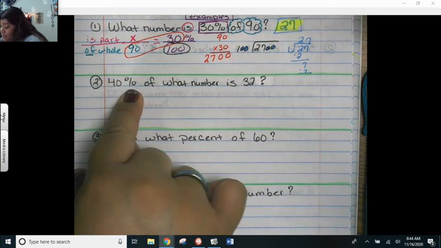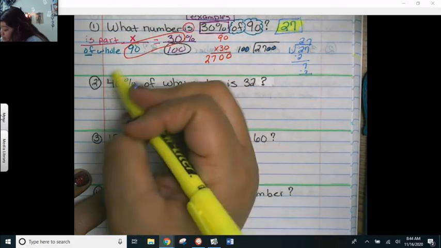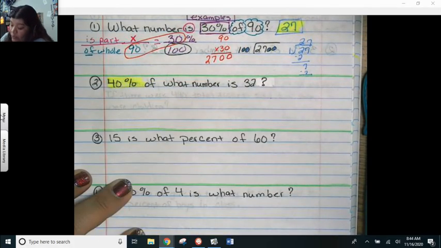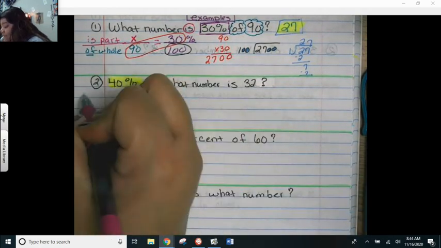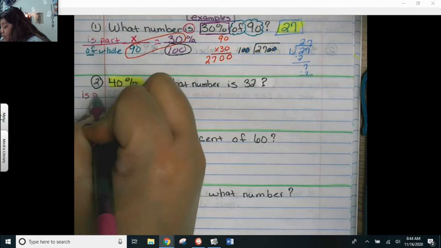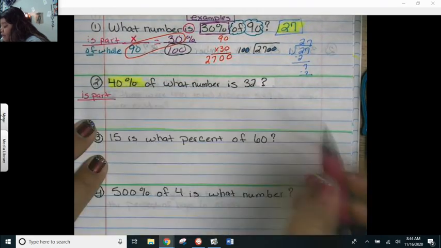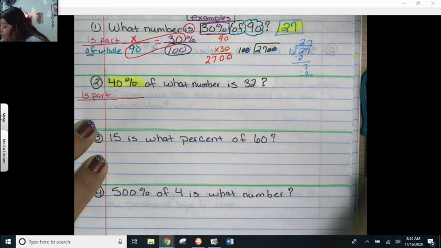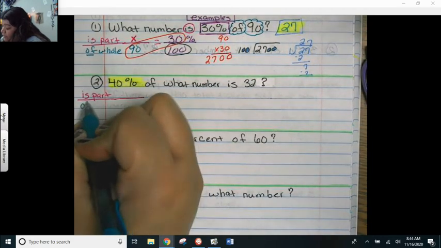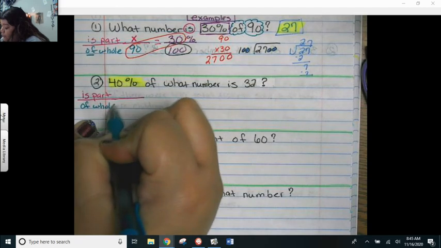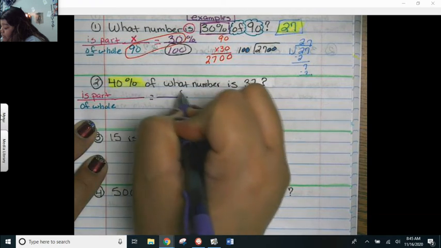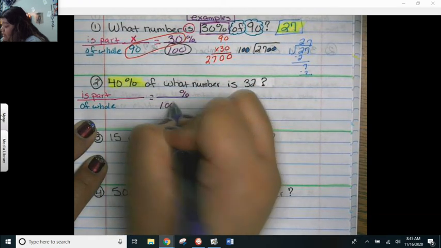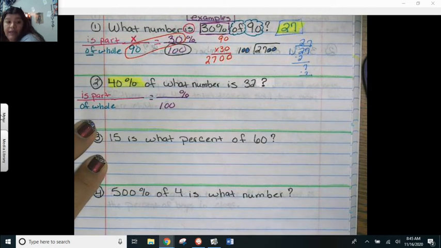Now, since I see a percent sign here, this right here tells me I can use a percent proportion. Okay. So I'm going to write my percent proportion. It's going to be is part. Okay. And extend that out for my number. Underneath it is going to be of whole. Okay. And then this is equal to my percent and 100. Okay, is part of whole, percent over 100.